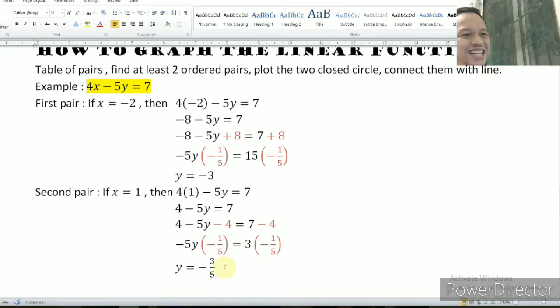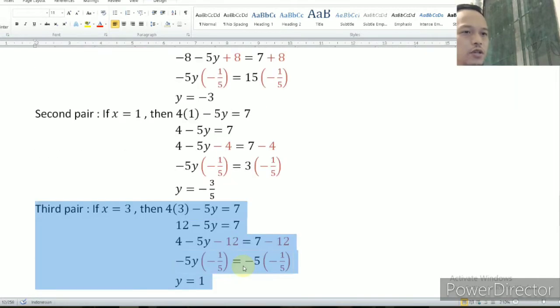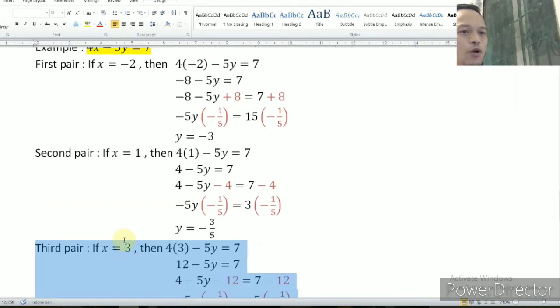Wow, I don't like this because even plotting integers is quite hard, and then we have fractions here. So let's just find another pair because I'm not satisfied to plot 1 comma negative 3/5. So I will find the third pair then. Let's find what y is if x equals 3.